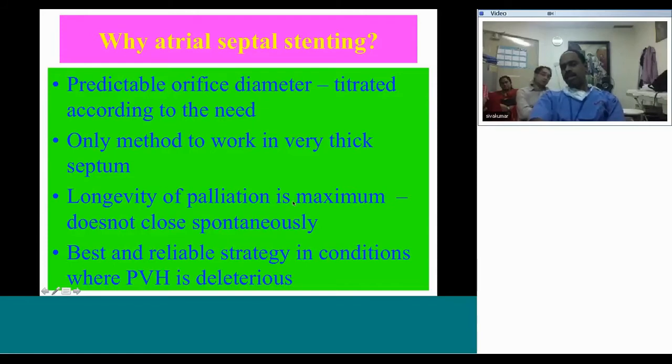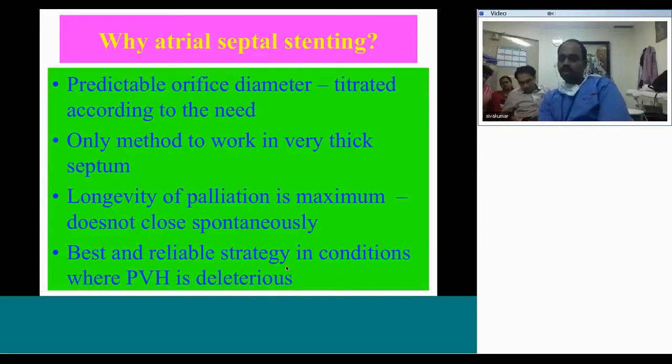Longevity of the palliation is the maximum. We don't close at all. So the chance of it remaining open is the highest with atrial septal stenting. And it is the best and reliable strategy in conditions where pulmonary venous hypertension is extremely deleterious, for example, hypoplastic left heart syndrome.